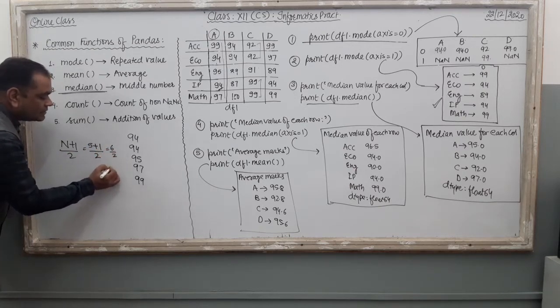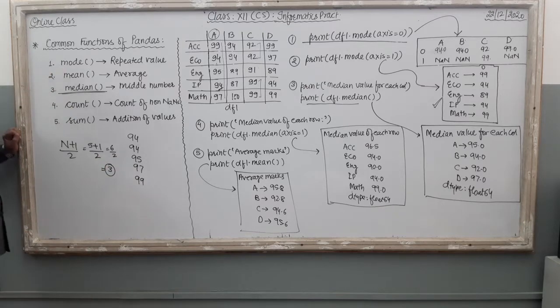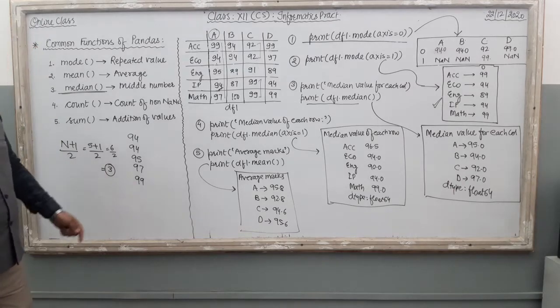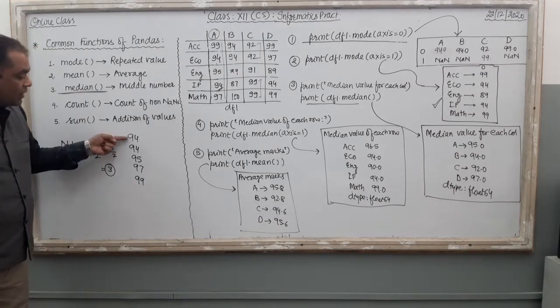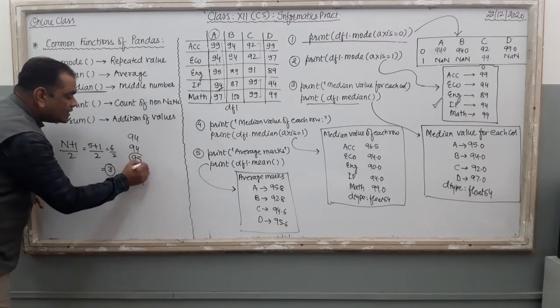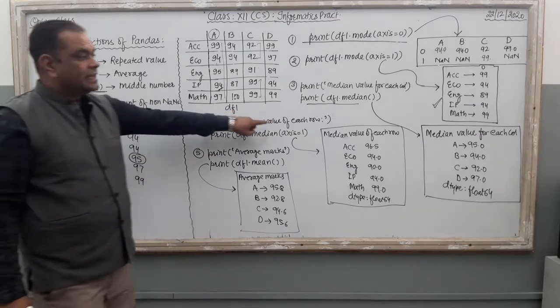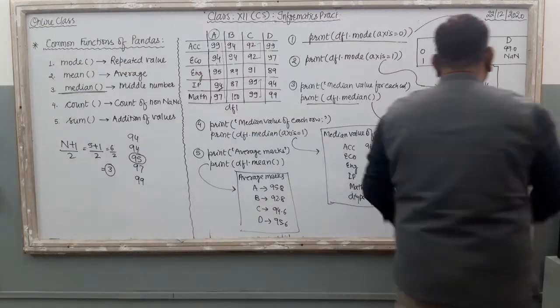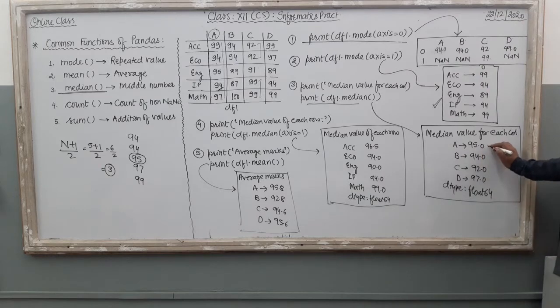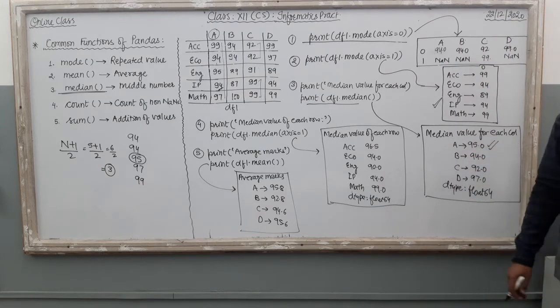It means the result is 3. So the middle value of this series is at the third position: 1, 2, 3. Here it is 95. And just see what is there in the output: 95. This is the middle value of column A.